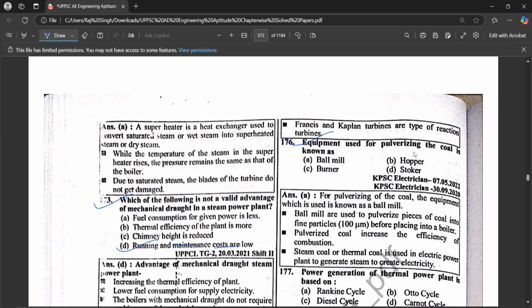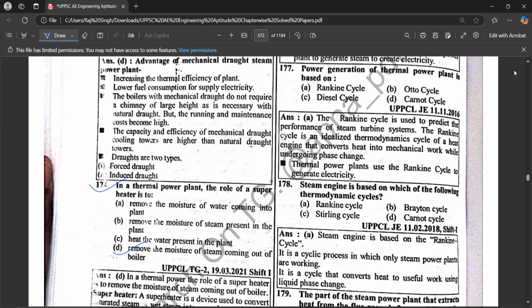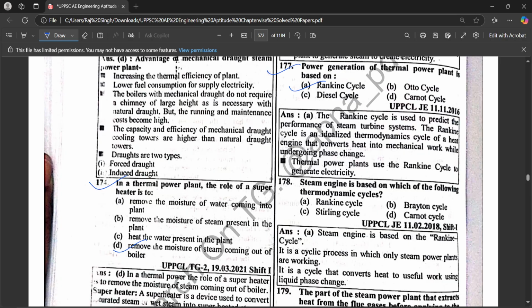Equipment used for pulverizing the coal is known as which? A ball mill. Power generation of a thermal power plant is based on which cycle? Rankine cycle. Steam engine is based on which of the following thermodynamic cycles? Rankine cycle.